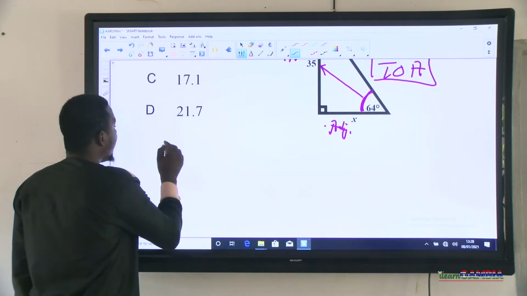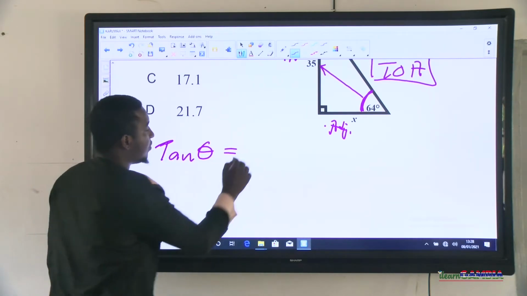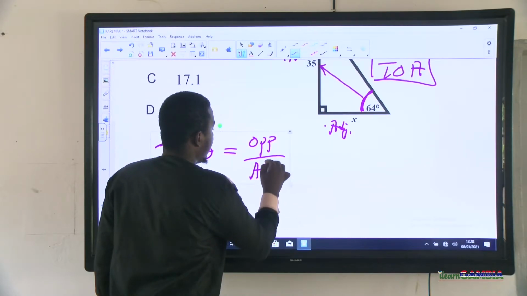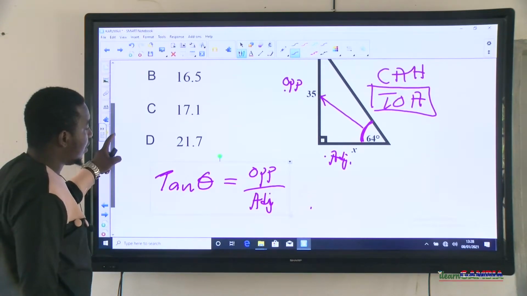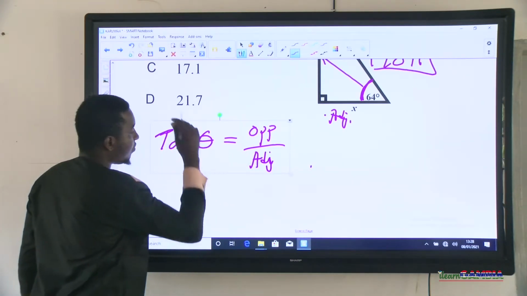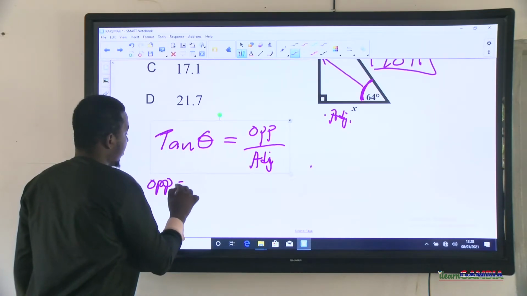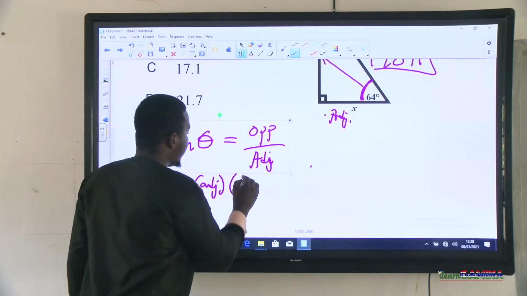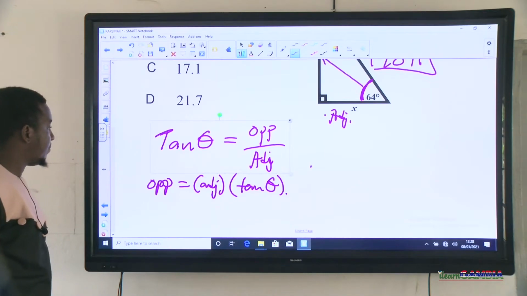And then we know that tan theta is equal to what? Is equal to opposite all over the adjacent. Tan theta is equal to the opposite all over the adjacent. Now again, if you cross multiply, we are going to have the opposite is equal to the adjacent multiplied by tan of angle theta. That is tan theta.